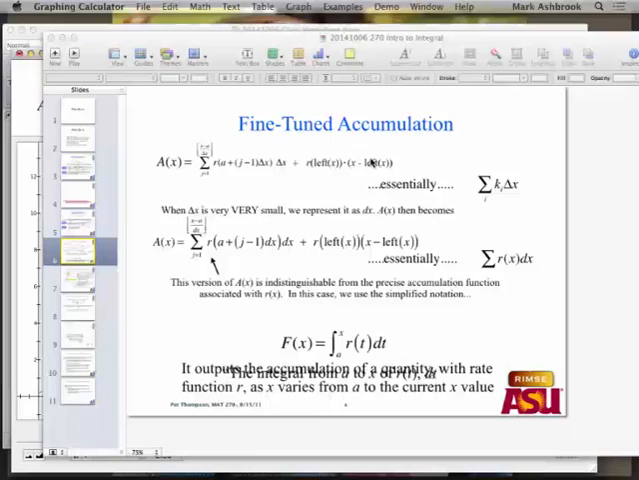Okay, so let's summarize this. We have arrived. We are doing calculus. We've been doing calculus, but now we've kind of sealed the deal by making delta x small. So this is our fine-tuned accumulation.